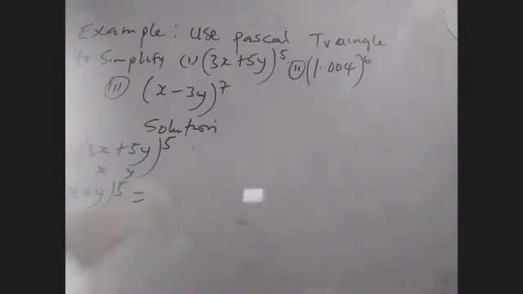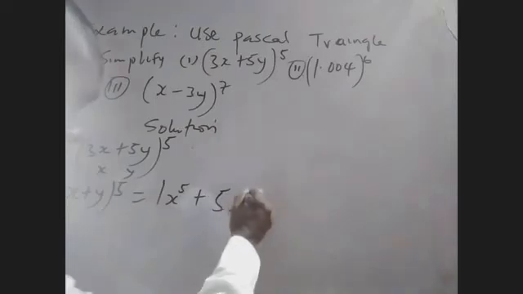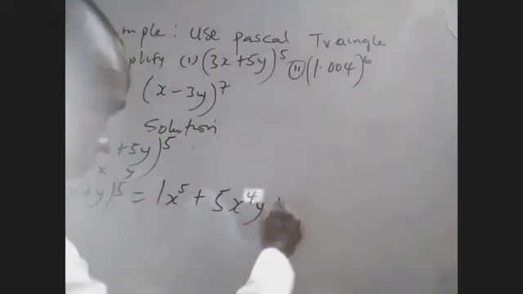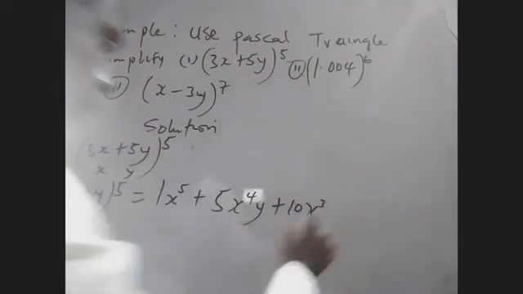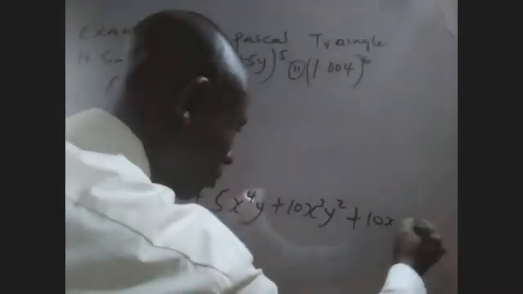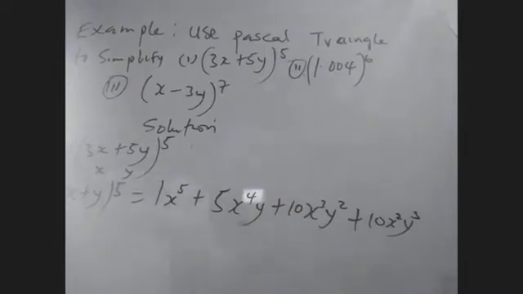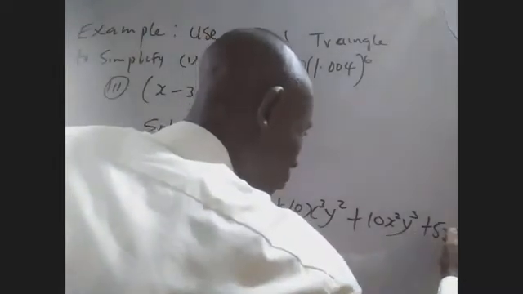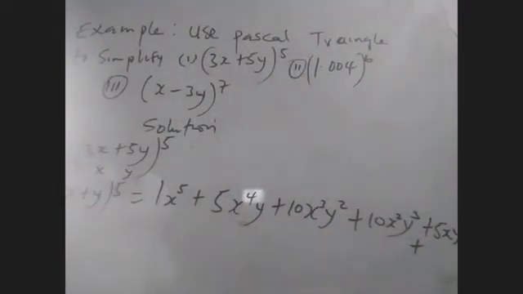for what we just did, will give you 1s raised to the power of 5 plus 5s raised to the power of 4 y plus 10s raised to the power of 3 y raised to the power of 2. Then the next one is plus 10s raised to the power of 2 y raised to the power of 3. Then you have plus 5s y raised to the power of 4, plus finally you have y raised to the power of 5.